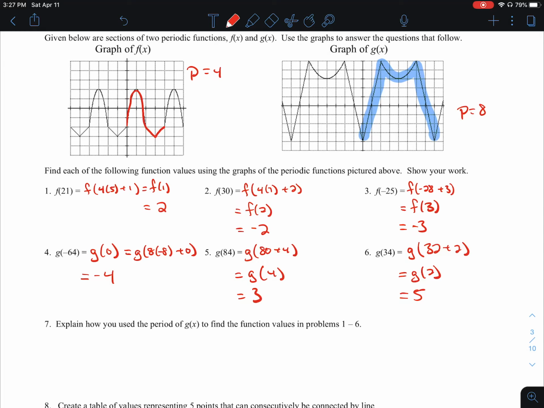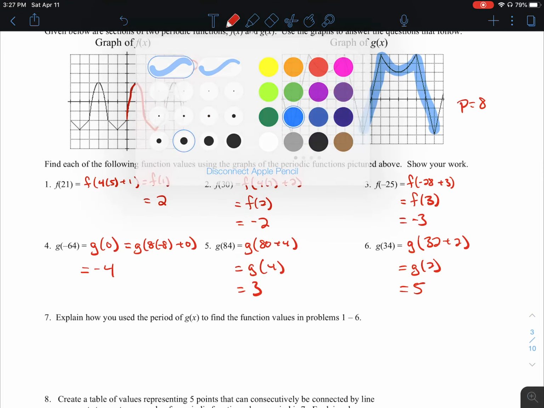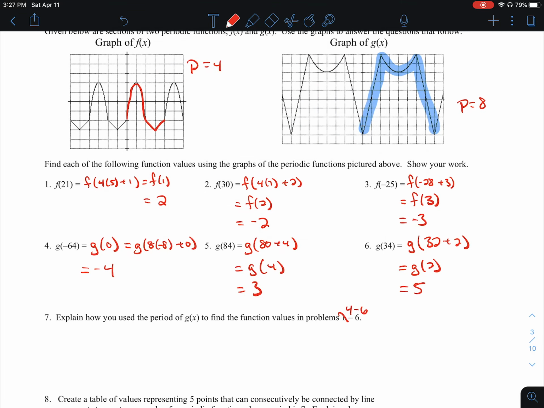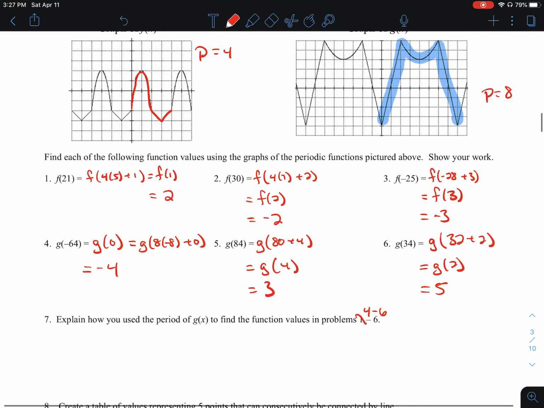Number 7, explain how you use the period of g of x to find the function values in problems 1 through 6. This is a poor question because I only use the period for g of x for problems 4 through 6. So let me change this to 4. Hopefully your notes or your homework will change in the future to reflect that. Well, let's see. I'm just going to put into words what I just did up here.